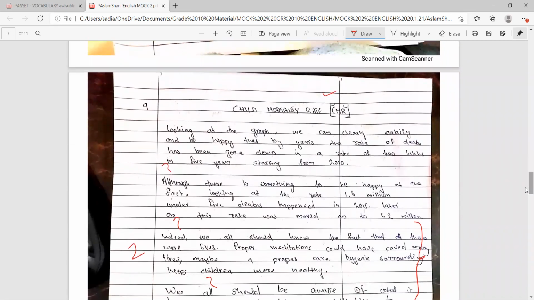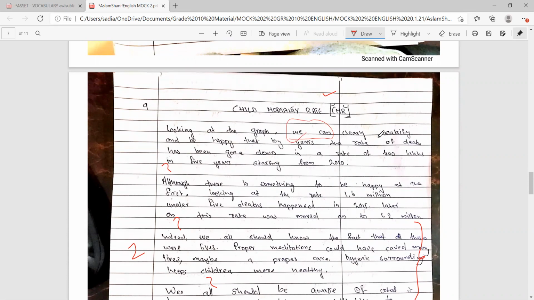Now, looking at this question, child mortality rate. This is the heading. Heading is in place. If the candidate has tried attempting this as a paragraph, this does not qualify to be a paragraph. So the marks are lost for format. And then looking at the graph, it's a very weak way of beginning. We should avoid this, that is non-academic writing.